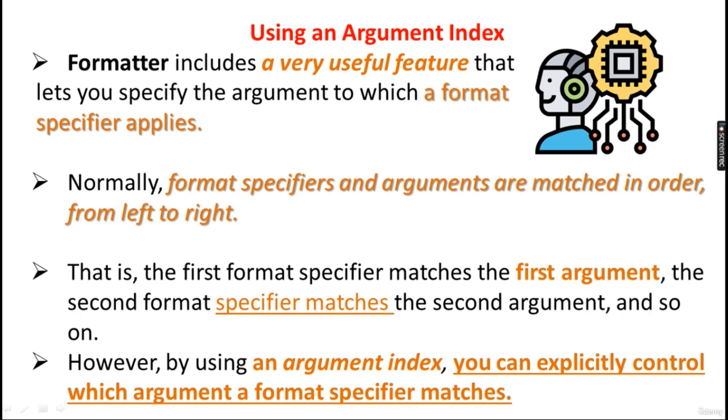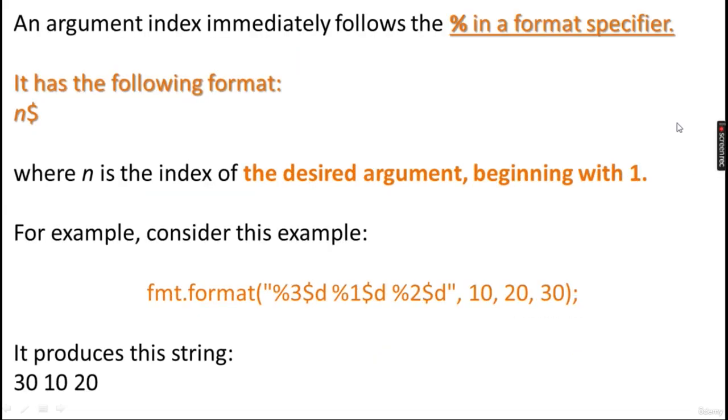Okay. So independent of what the sequence is, it will tell the compiler that if I am giving the index as 2, that format specifier will match index 2, not the first argument. Okay, so that is called an argument index. An argument index immediately follows the %, like the format %n$, where n is the index of the desired argument beginning with 1. Okay, so the index starts with 1 and it immediately follows the % in the format specifier. If I am giving $3, then 3 will be your argument index.